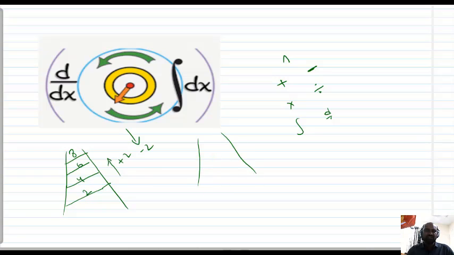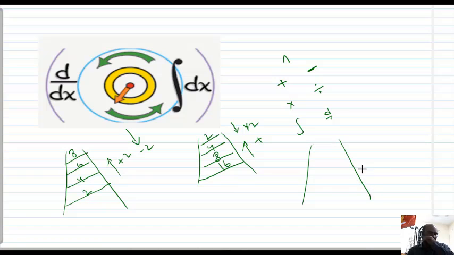Similarly, this is another ladder. These are the rungs. For example, assume this is 2, 4, 8, 16. Top to down, what happened? Increasing: 2 to 4, 4 to 8, 8 to 16. Each rung is multiplied by 2. If you go bottom to top, you divide: 16 divided by 2 gives 8, 4 divided by 2 gives 2. That means division and multiplication are reverse processes. Addition and subtraction are reverse processes. Like that, integration and differentiation are reverse processes.